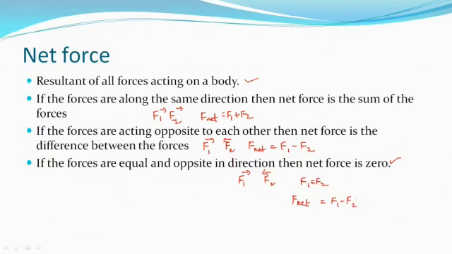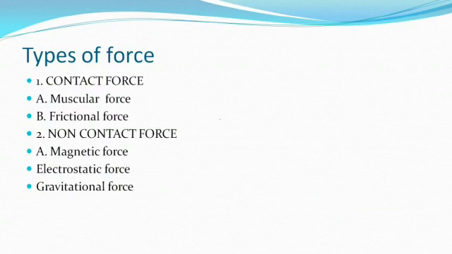Now the next one, children: types of forces. We have two types of forces, one is the contact force and the other is the non-contact force. The contact force has again been divided into two types: one is the muscular force and the second one is the frictional force. The muscular force is the force exerted by the muscles, and frictional force is usually an opposing force, children. You will be learning about frictional force in detail in the next classes.